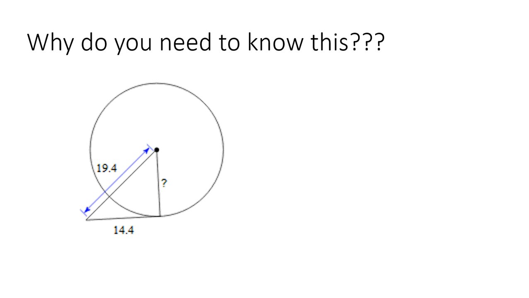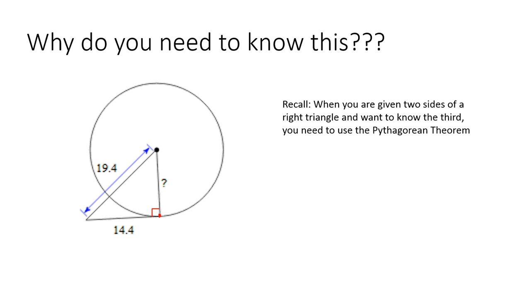So let's do another example. Only this time we want to know what the radius is. And because of our property of tangent lines, at this point right here, there's going to be a right angle. And so now we have a right triangle. And anytime you're given two sides of a right triangle and you want to know the third, you need to use the Pythagorean theorem.